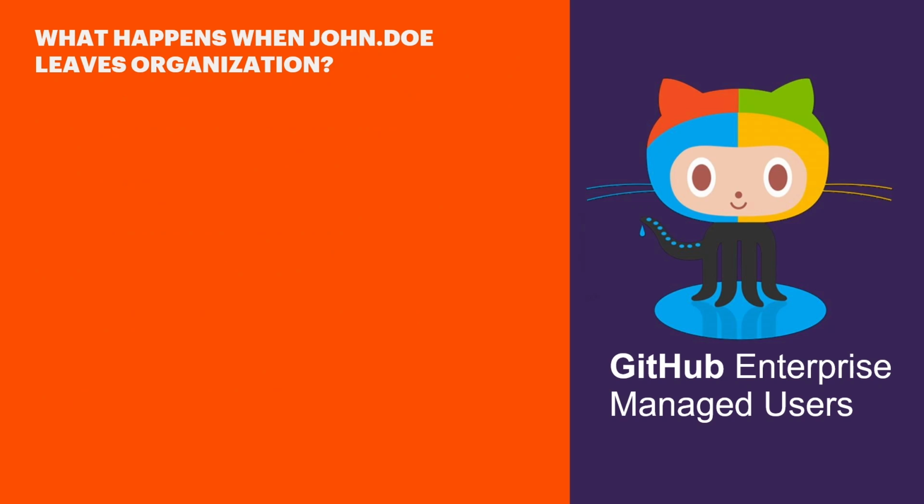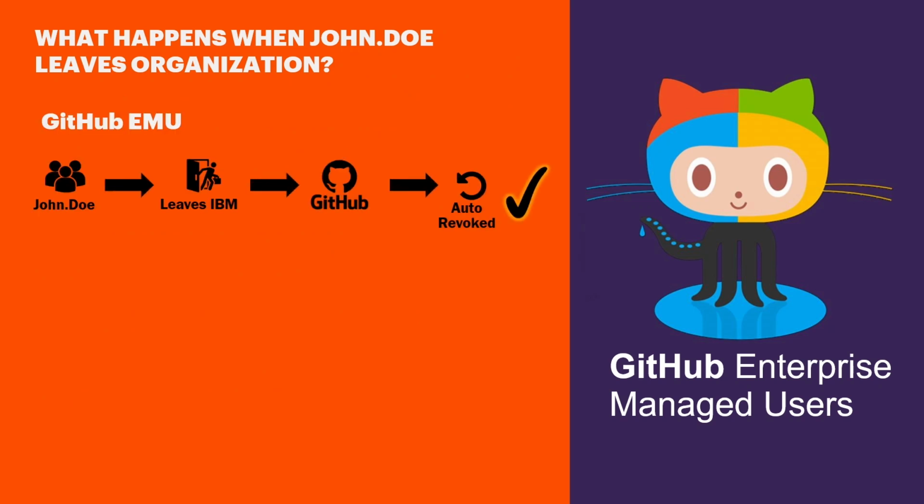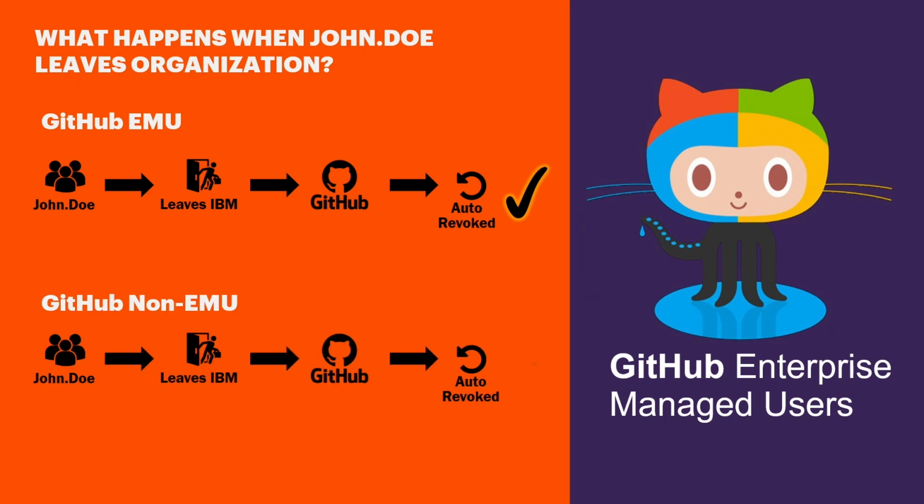Let's go back to John for a moment. When he leaves IBM, his GitHub EMU account gets deactivated automatically. So he instantly loses access to all IBM repositories. But if John uses a non-EMU alias like john.doe+ibm@gmail.com, that access is still active because those client organizations aren't linked to IBM's identity system. He can still log into the non-EMU account, which can cause conflict and security breach.